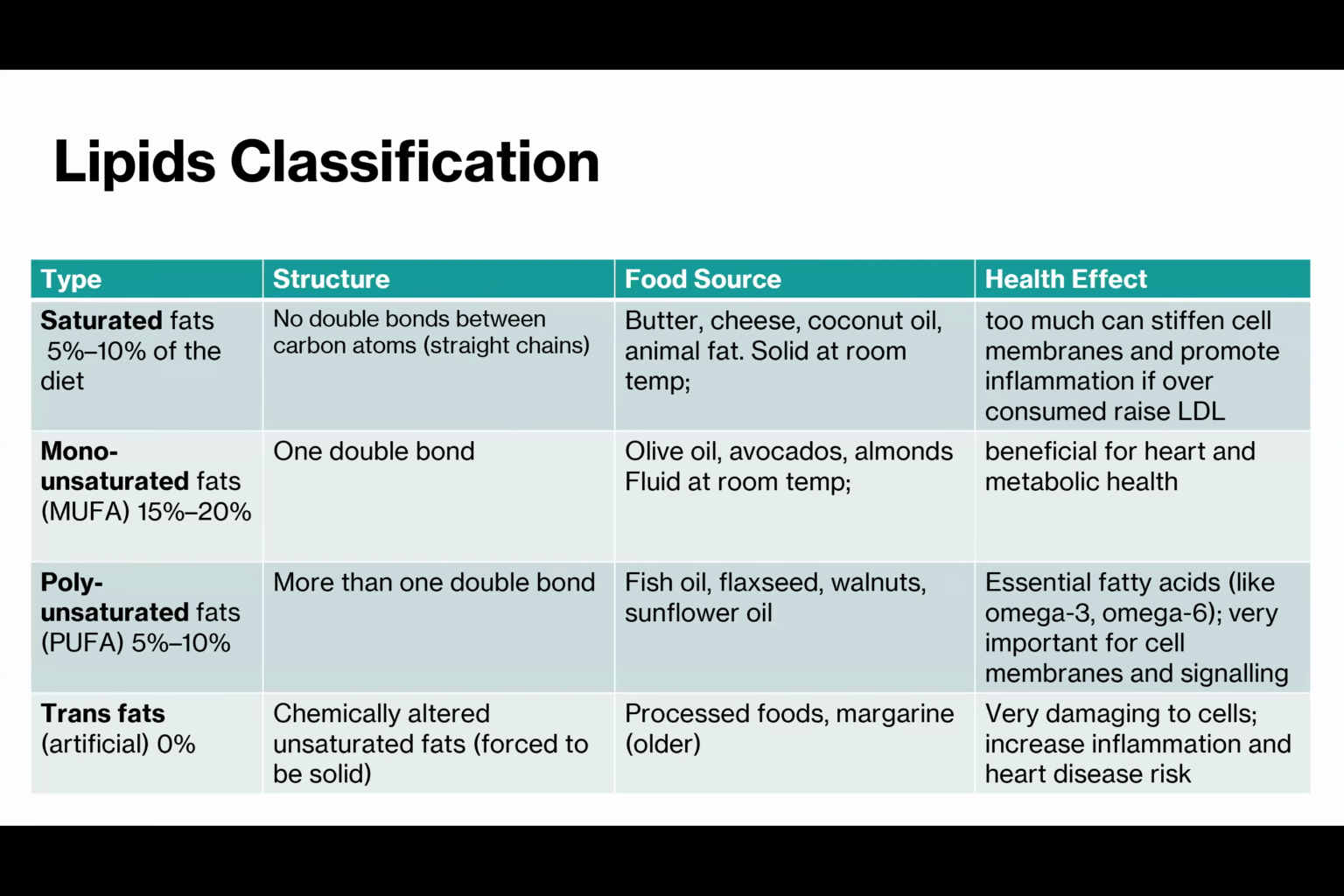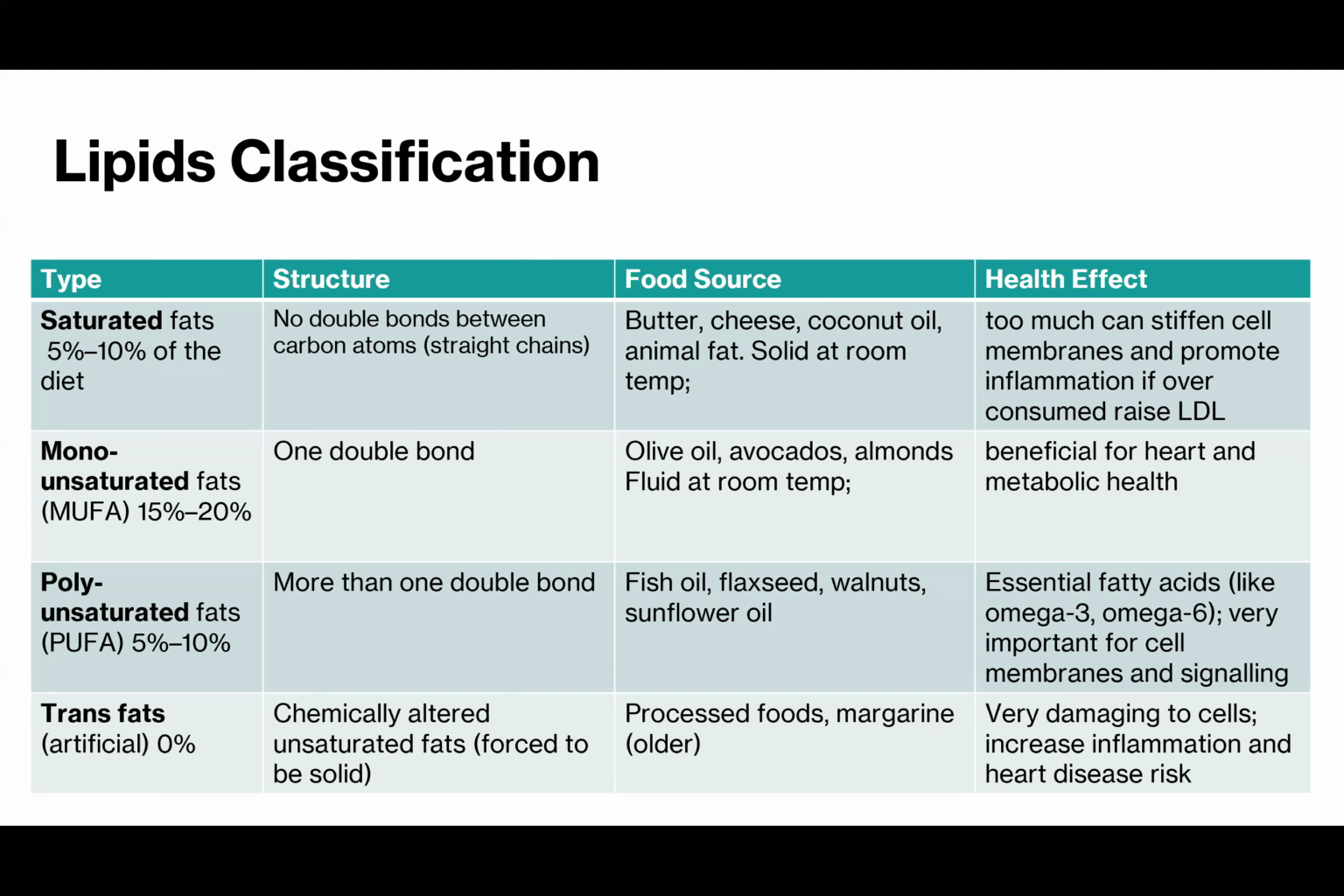Mono-unsaturated fats, this is, I would say, the most classically recommended and advertised fat, and we want to consume at least 15 to 20% of our diet. They have one double bond. The sources are olive oil, avocados, and almond oil, and they are fluid and liquid at room temperature. They are beneficial for heart and metabolic health in general.